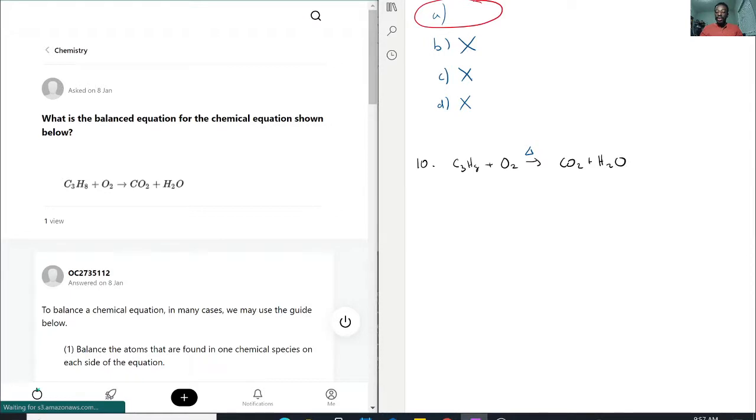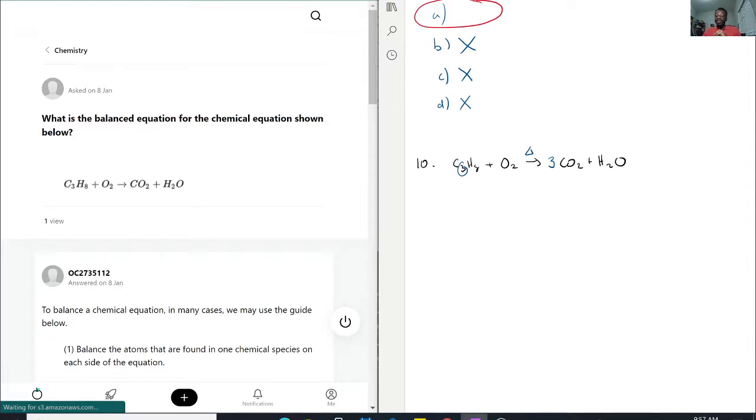Maybe I can just write it under it, squeeze in the numbers, and then rewrite it after. So, based on the products and the reactants, I like to start with the carbons. How many carbons do we have in the reactants? We have 3 carbons. So in order for it to balance out, we need at least 3 carbons there.